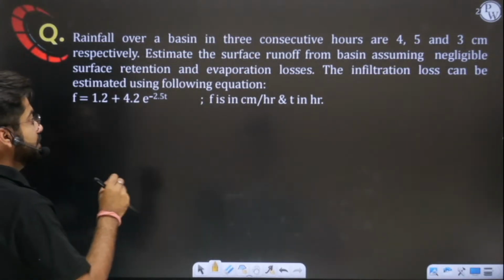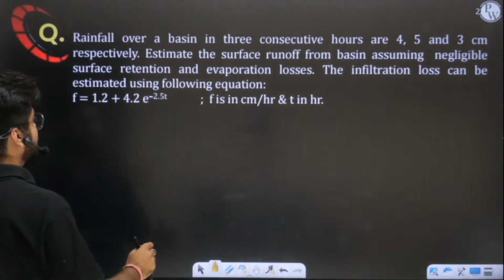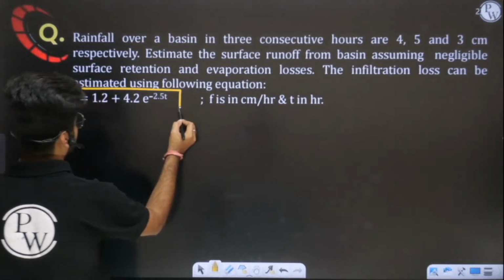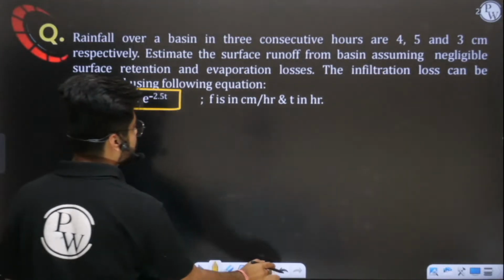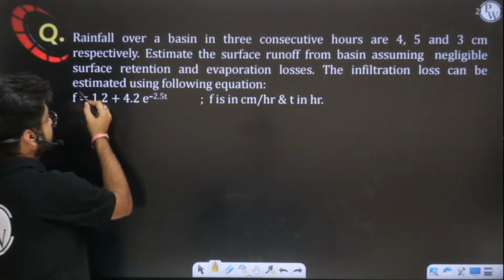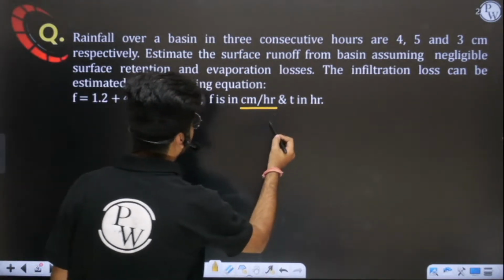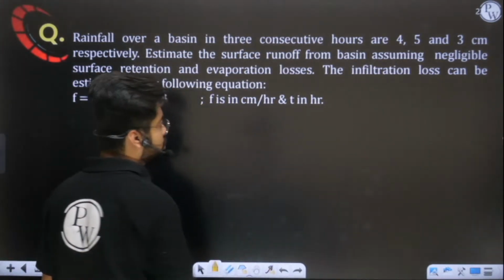The infiltration loss can be estimated using the following equation. This is your Horton's equation. The equation is also given to you, and in this equation, infiltration capacity is in centimeter per hour and time is in hour. So how will I estimate it?